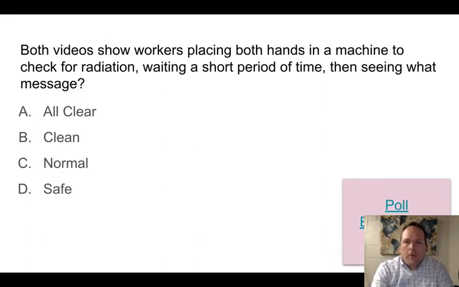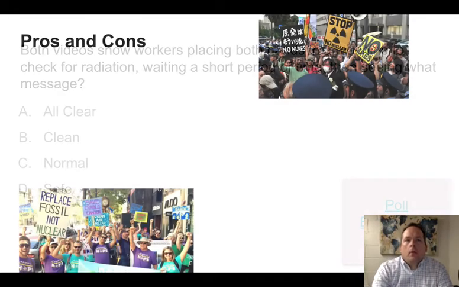And the final Poll Everywhere question of this lecture: both of the videos, if you watched one or the other, should have shown workers, when they're done going around in the plant, placing both of their hands into a machine that checks them for radiation. They wait a short period of time, and then there's a message on the screen. What does that message say? Does it say all clear, clean, normal, or safe?